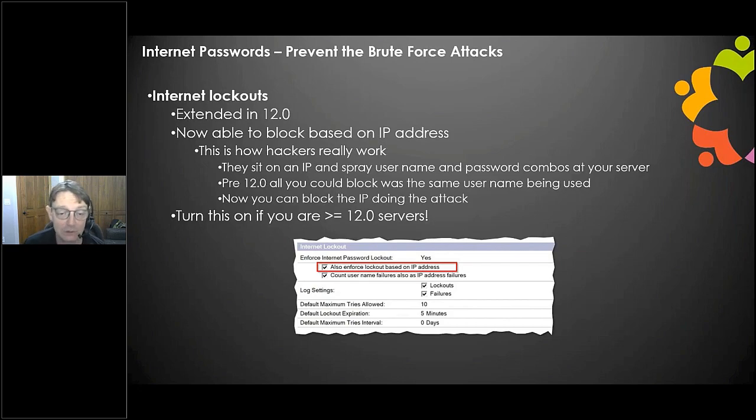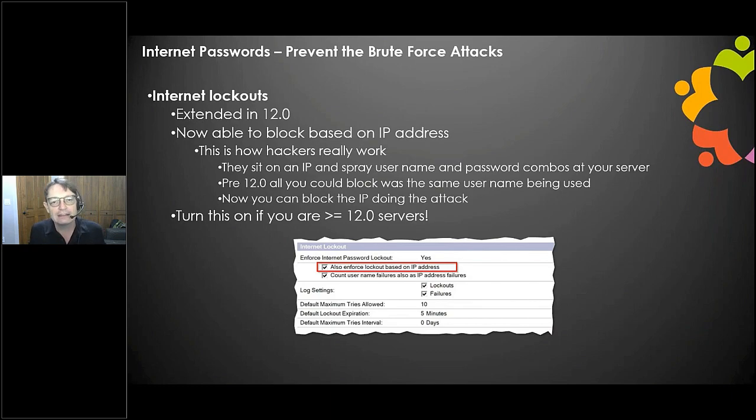Internet password lockout has been in there for quite a while. What's new in 12 is internet lockouts based on the IP address. And this is more in tune with how the hackers work. So the way a hacker works is it doesn't go to multiple computers that they've compromised and guess one user from each of the computers and move on. So it doesn't guess S. Smith from one computer and then J. Smith from another computer and then M. Smith from another computer. What it does is it guesses S. Smith, J. Smith, M. Smith, Z. Smith, right down the line. It just brutalizes them all the time.